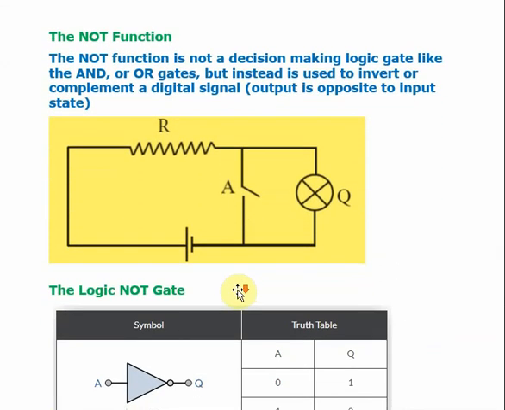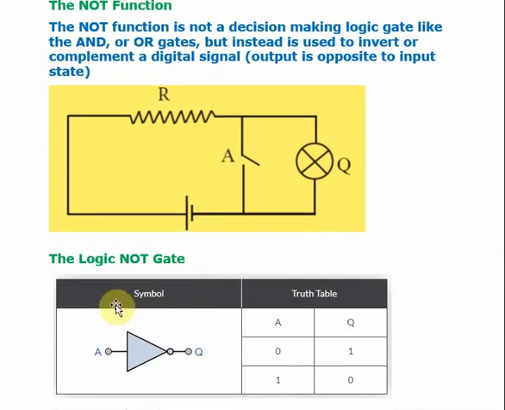NOT function is opposite. If you input 0, output will be 1. If you input 1, output will be 0. Now here there is only 1 input, no? So 2 to the power 1 is equal to 2. You will be getting only 2 combinations, 0 or 1. Now this circuit is clear, no?